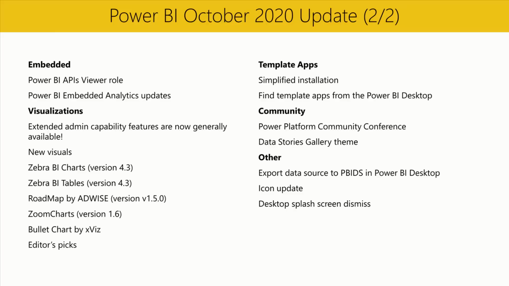Lastly, continuing the Editor's Pick series, this month's Editor's Picks are the HTML Content Visual by Daniel Marsh-Patrick, the Funnel Pyramid Chart by XViz, the Individual Control Chart by PQ Systems, the Column Chart with Upper and Lower Bounds by 3AG Systems, the Radar Chart by MAQ Software, and the Drill Down PyPro Visual by Zoom Charts. You can find these Editor's Picks and all of the other mentioned visuals on AppSource.